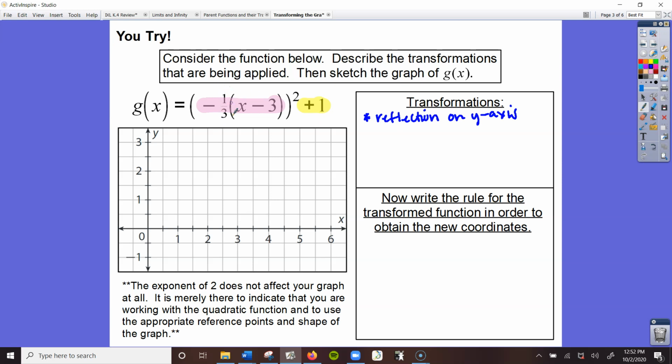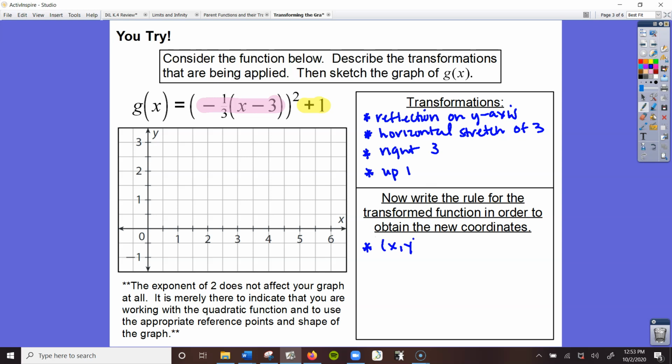Then we have this 1/3. That is a dilation. Now remember, it's on the inside, so you have to apply the opposite. And the opposite of dividing by 3 would be to multiply 3. And when you multiply, it gets bigger. So this is a horizontal, because it's on the inside, stretch because we're multiplying, and we're multiplying by 3. Then this minus 3 indicates that we're moving to the right 3, and the plus 1 means that we are going up 1. So now it's time to write our rule.